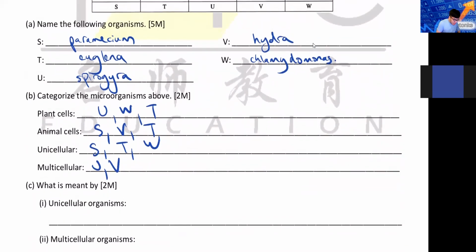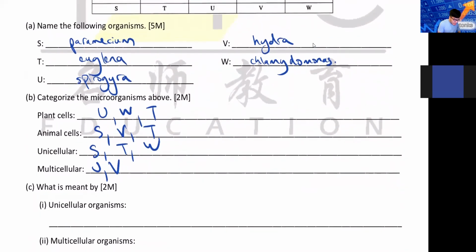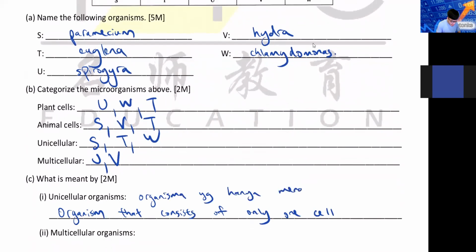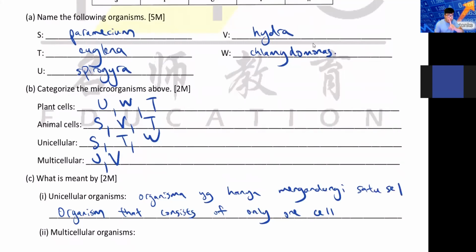So C, what is meant by unicellular organisms? That means organisms that consist of only 1 cell. For BM: organisma yang hanya mengandungi 1 sel. There's only 1 cell, so it's your unicellular.